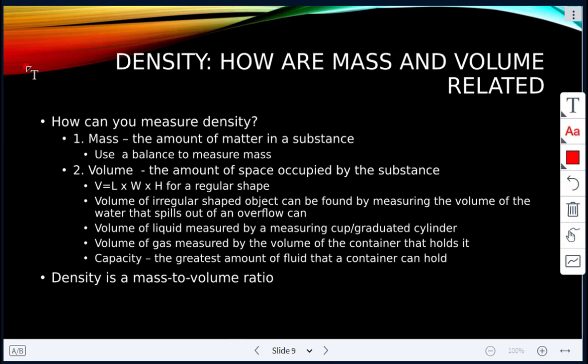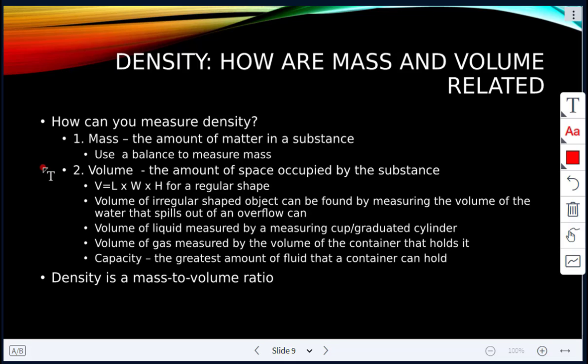All right, so when we talk about density, we're talking about mass and volume. So how are the mass and volume related? So how can we measure density? Firstly, we need to know its mass. Mass is the amount of matter in a substance. You can measure mass by simply using a balance or a scale.